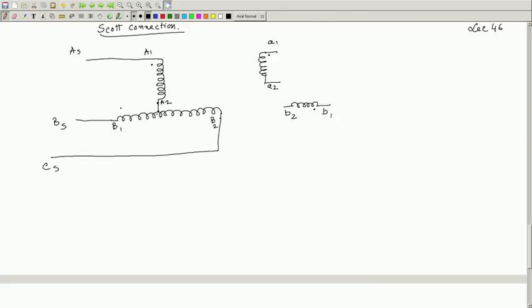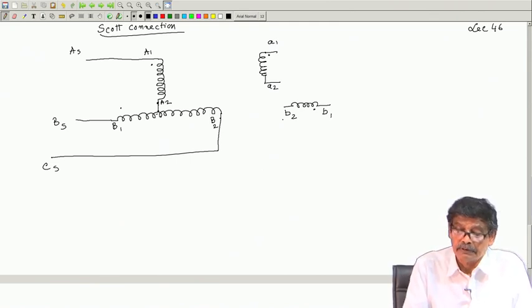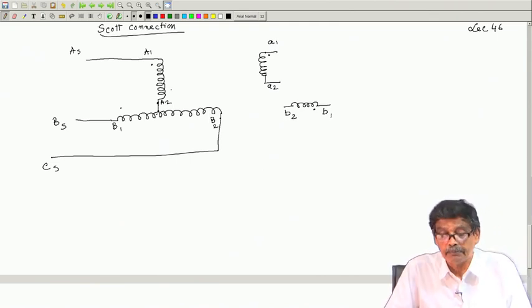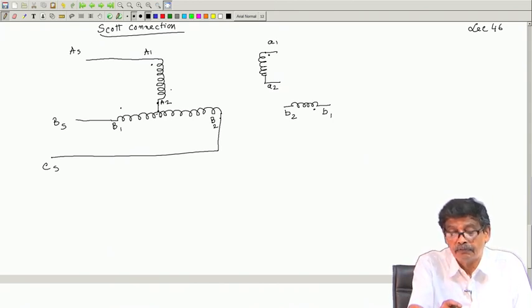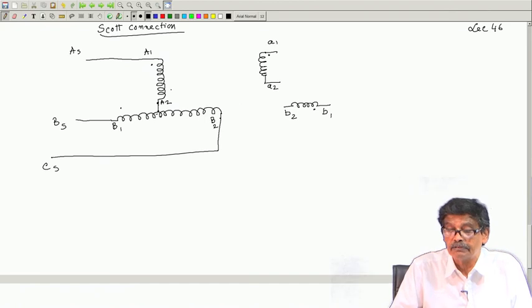Welcome to lecture number 46, and we have been discussing Scott connection, which is used to transform a 3-phase voltage to a balanced 2-phase voltage, and for this you require two transformers. One transformer is B1 B2 and its corresponding secondary terminals are also B1 B2, and another, a separate transformer, has terminal markings capital A1 A2 and small a1 a2.